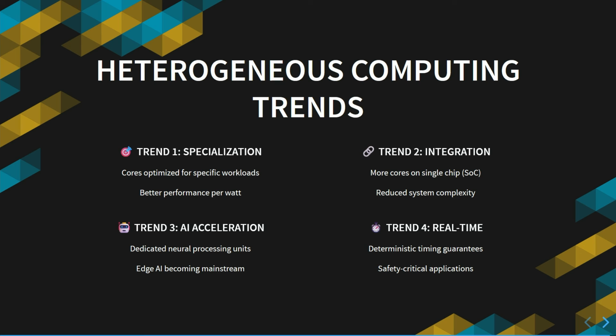These trends reinforce what we have seen in our chip examples. The nRF5340 shows specialization with its dedicated radio cores. The TDA4VM shows integration with multiple core types on one chip plus AI acceleration. The i.MX RT1170 shows real-time focus with its deterministic dual-core architecture. The industry is moving toward more specialized, integrated, AI-capable, and deterministic heterogeneous systems. This isn't just a trend for high-end applications anymore, it's becoming the standard approach for performance-critical embedded systems.